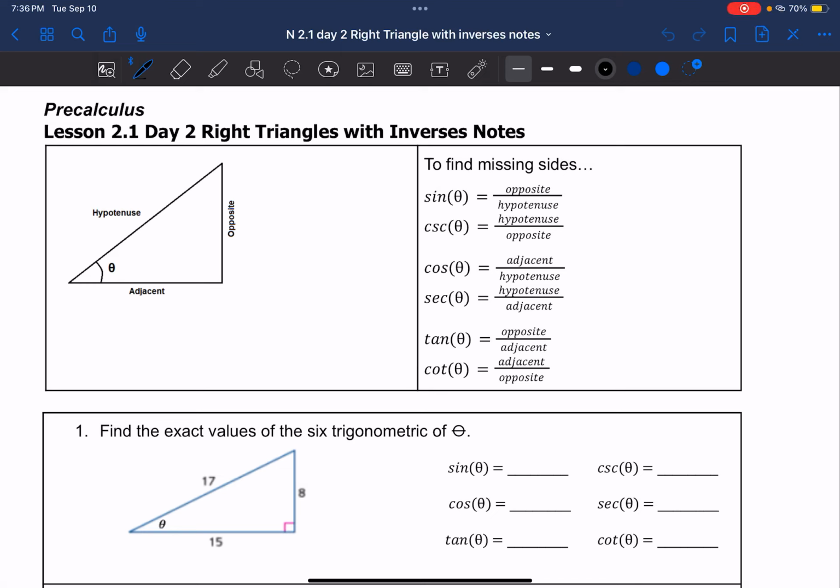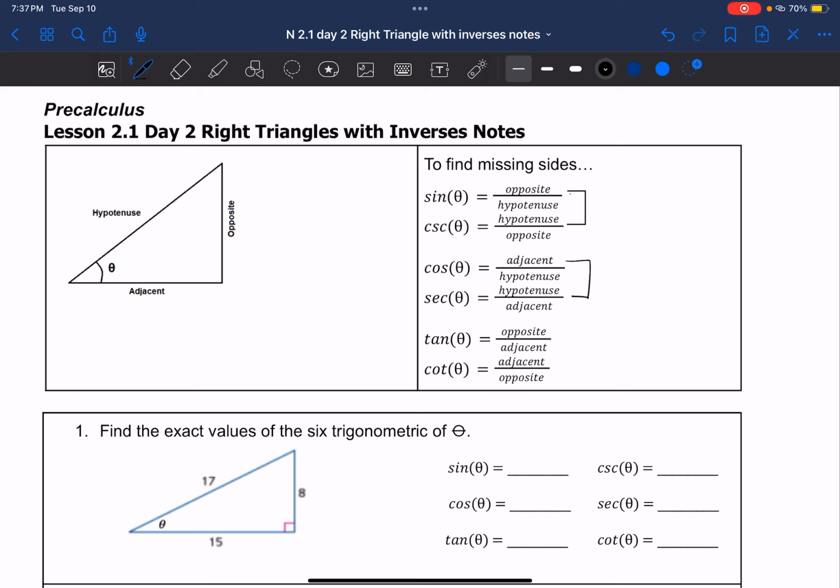Okay, so today we're going to talk about our same ratios, sine, cosine, and tangent, but we're also going to talk about cosecant, secant, and cotangent. If you notice, you're looking at our ratio for sine and our ratio for cosecant. They are reciprocals of one another. This one was opposite over hypotenuse, while this one is hypotenuse over opposite.